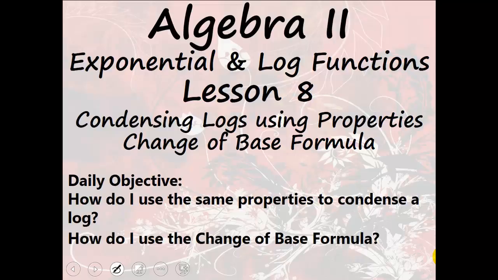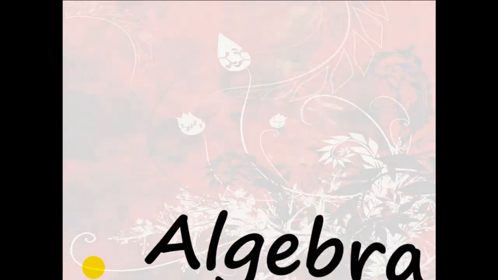We spent today expanding logs, and now we're going to talk about condensing logs, which means you take a sum of logs or a combination of sum and difference of logs, and you condense them down into a single log with one combined input. That's called condensing. And then we're also going to use the change of base formula.